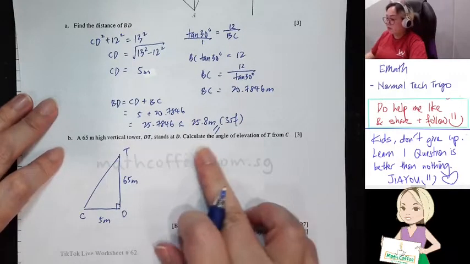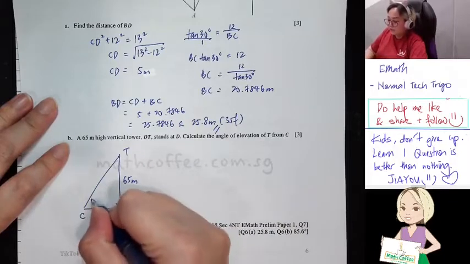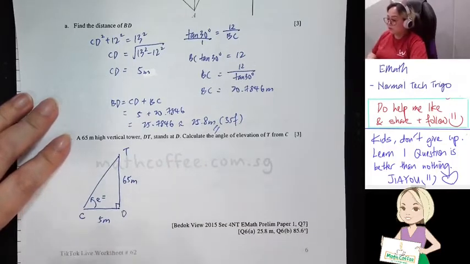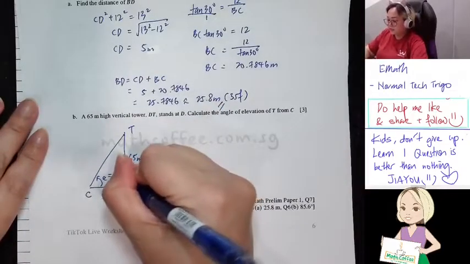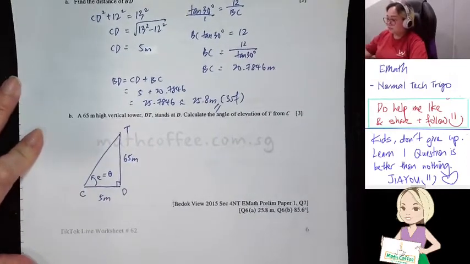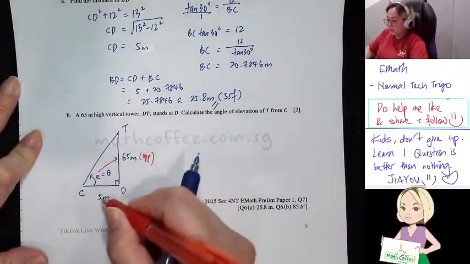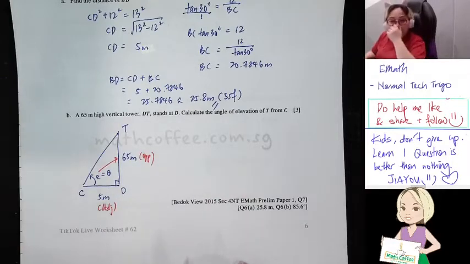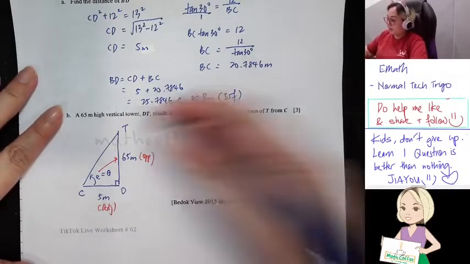They asked to calculate the angle of elevation of T from C. So angle of elevation is here. This is angle of elevation, which I will use. It's fine for me to use theta because just now for 30 degree I never label anything. So we can say that this is theta. We're going to use opposite and adjacent again. This will be my opposite because this is the angle reference, and this is my adjacent. And this is my hypotenuse.